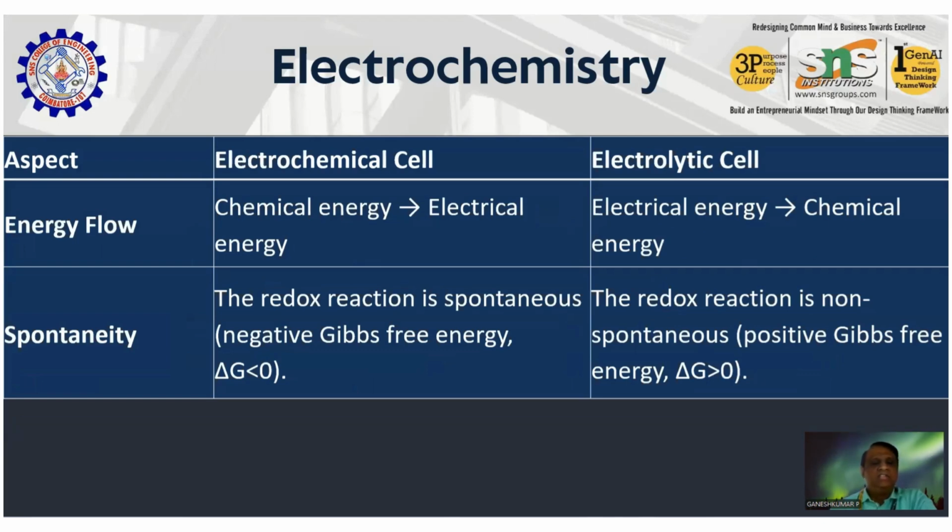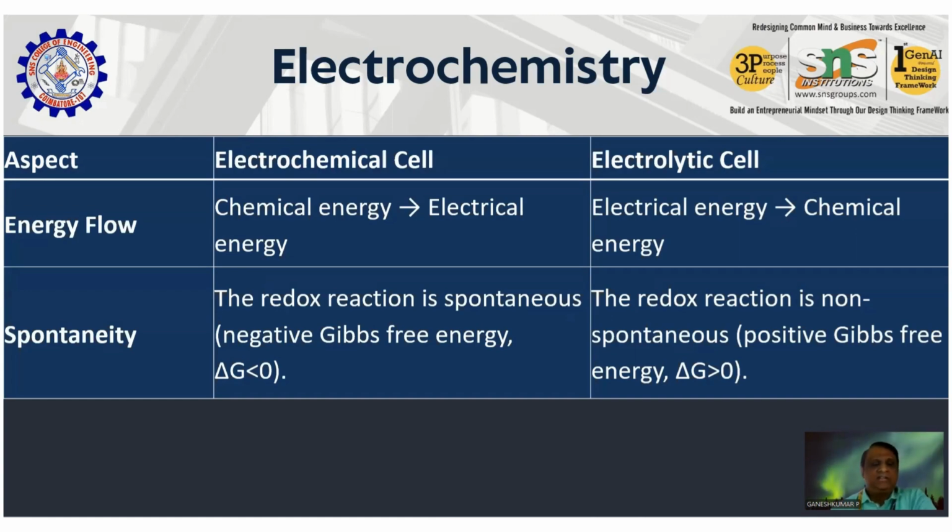So what is the energy flow in electrochemical cell? A chemical reaction takes place. It brings electrical energy. That means chemical energy is converted to electrical energy. But here the reverse happens. We supply electrical energy externally. So the electrical energy is converted to chemical energy.